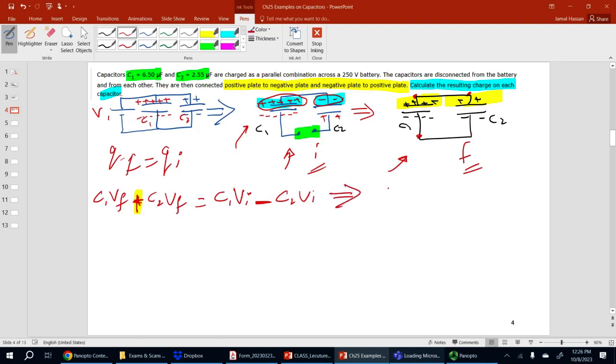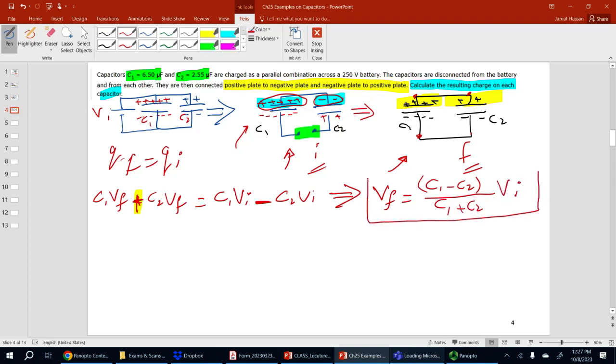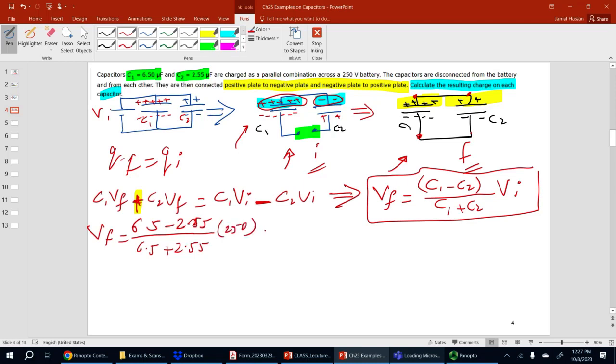Okay, so that simply tells us that V final equals C1 minus C2 divided by C1 plus C2 multiplied by V initial. Okay. So V final would be 6.5 minus 2.5. This is in micro. Remember, this is in micro. But I have the same two values, so micro with micro will cancel out. Multiplied by V initial, which is 250, equal to some voltage.